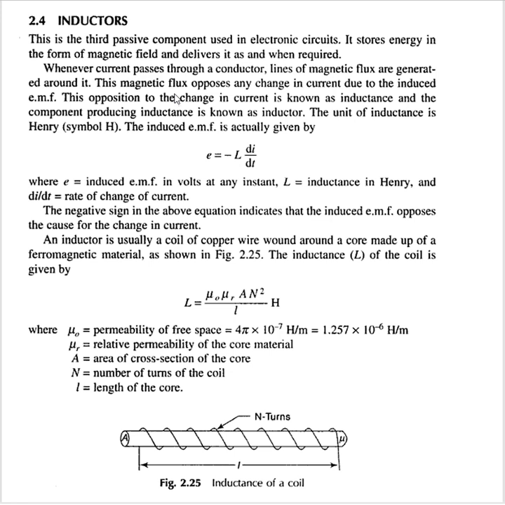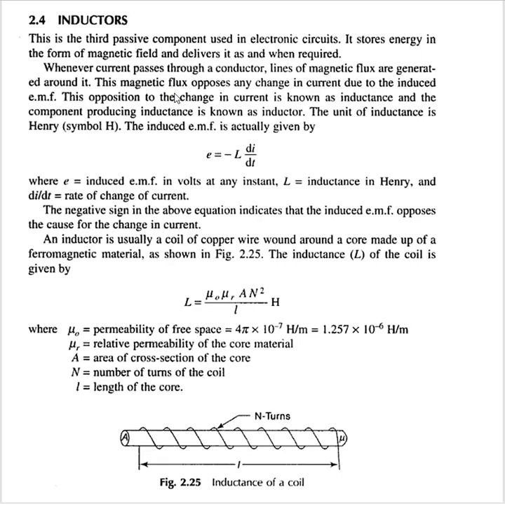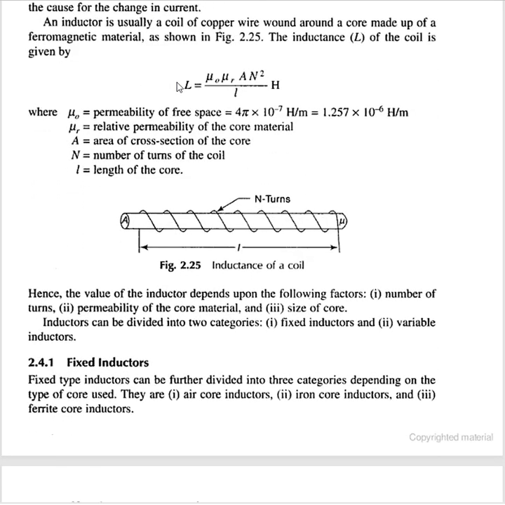Mu r is the relative permeability of the core material. A is the area of cross section of the core. N is the number of turns of the coil. l is the length of the core. Hence, the value of inductor depends upon the following factors: number of turns, permeability of the core material, and size of the core.